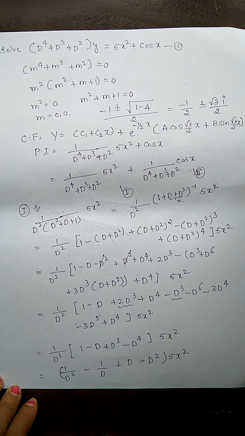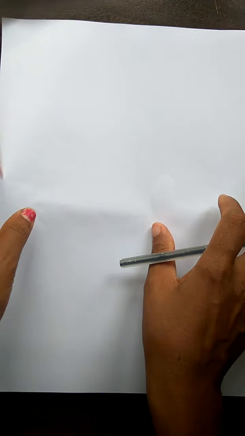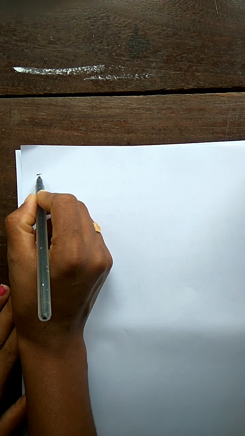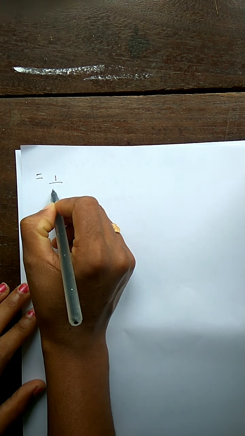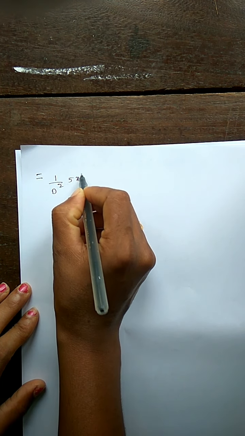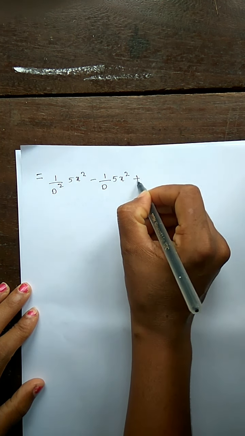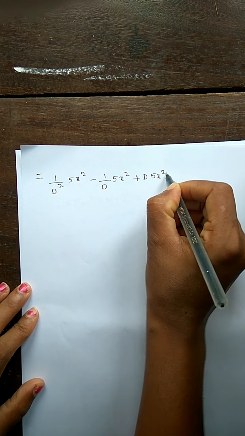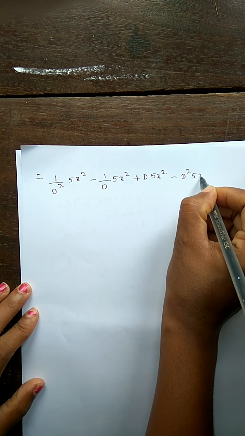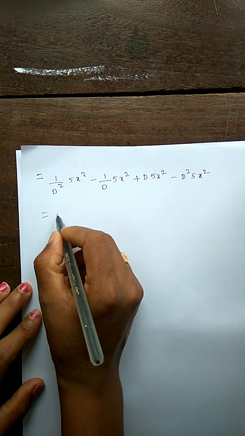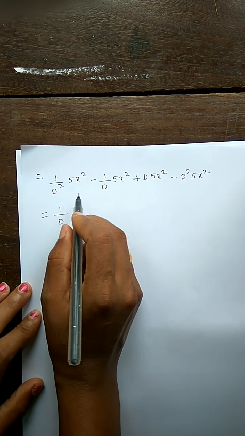So further simplify this one now. So that can be simplified further now. So that is equal to 1 by d square into 5x square minus 1 by d into 5x square plus d into 5x square minus d square into 5x square. So that is then we have to solve now. 1 by d square into 5x square. So I will write 1 by d first, then 1 by d into 5x square.